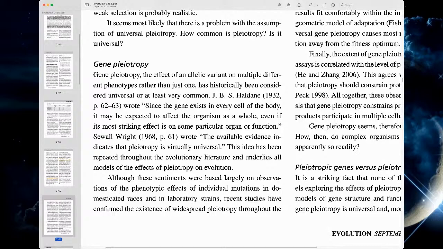Since the gene exists in every cell of the body, it may be expected to affect the organism as a whole if it is expressed. Now, if it's methylated for some reason or wrapped up in a histone, it may not have any effect at all. So I think, Haldane 1932. So consider the source. I don't even think they knew about all the things that were wrapping up genes back then, so I don't think you could make a general statement like that.